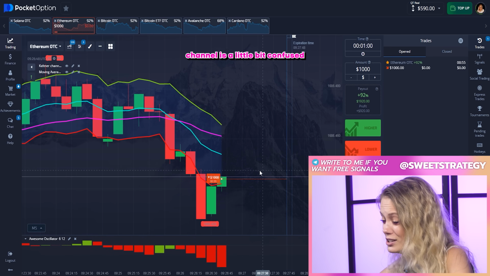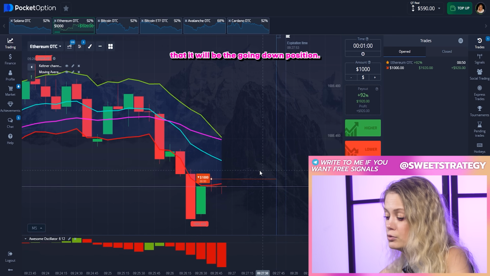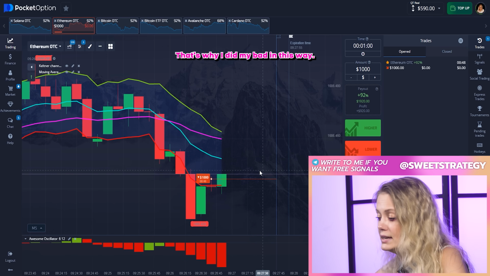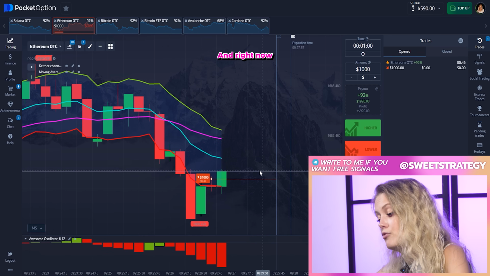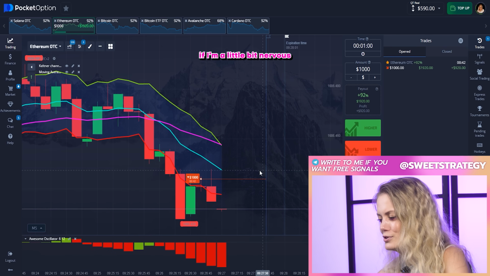Of course, the Keltner channel made us a little bit confused, but the moving average showed the same, that it will be a going-down position. That's why I made my bet in this way, and right now I can only wait for the result. But to tell the truth, I'm a little bit nervous about this one.